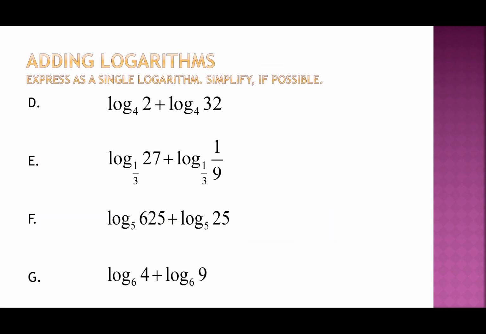So let's do a couple examples just for practice. Log base 4 of 2 plus log base 4 of 32. So we're adding logarithms, but remember, you're not going to add anything together here. You're going to multiply the values in these logs. So 2 times 32 makes 64.